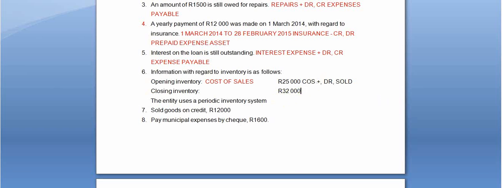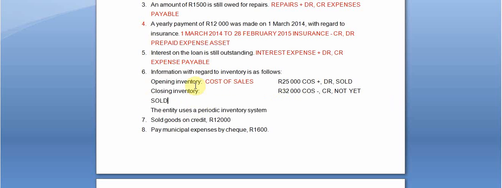If you have closing inventory, the effect on cost of sales is that it will decrease with a credit entry for cost of sales because it's not yet sold. If you have some inventory left, closing inventory in your warehouse, that is inventory that is still unsold, and that will cause the cost of sales to be lesser. Then goods sold on credit, that's a very easy one. We will just debit the debtor and we will credit the sales because this is a normal entry that we've done before when you make a sale on credit. Very easy.